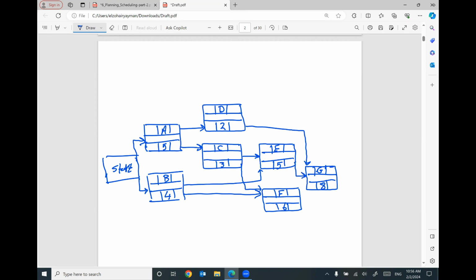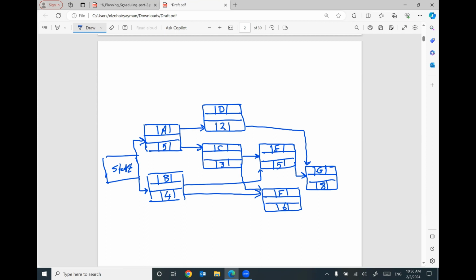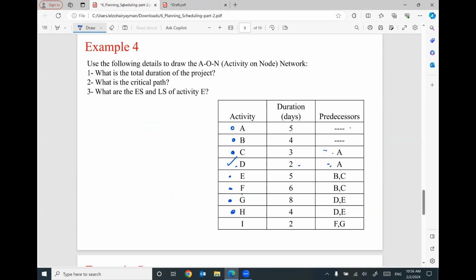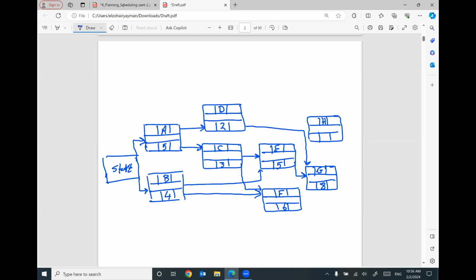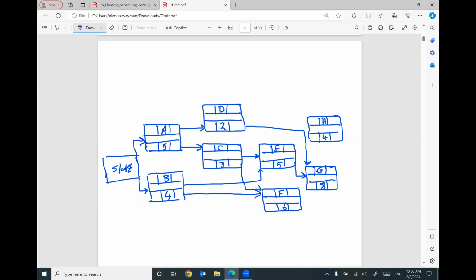We have another activity H with predecessors D and E. I can put H here. The duration for activity H is 4, with predecessors D and E. Here is D and E. I can readjust this one to be like this.